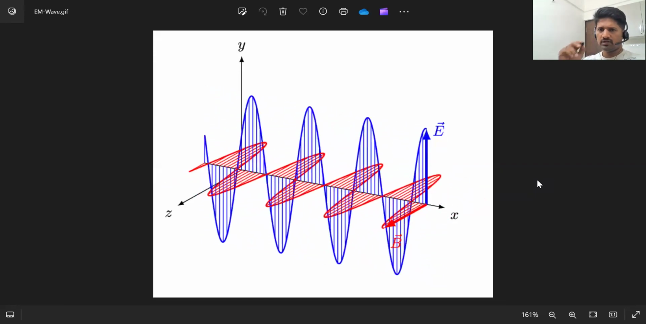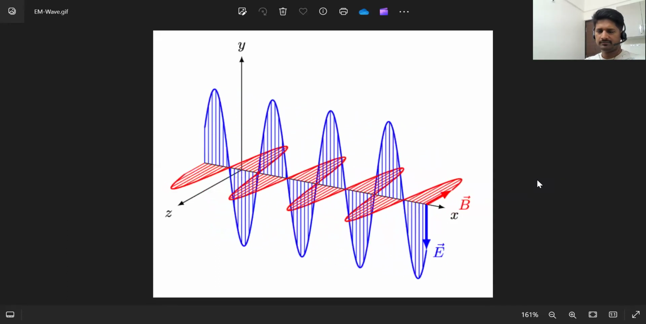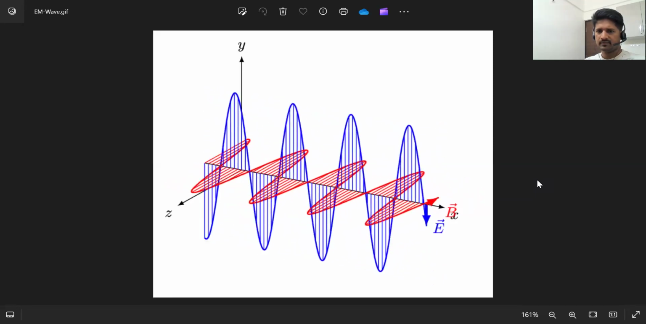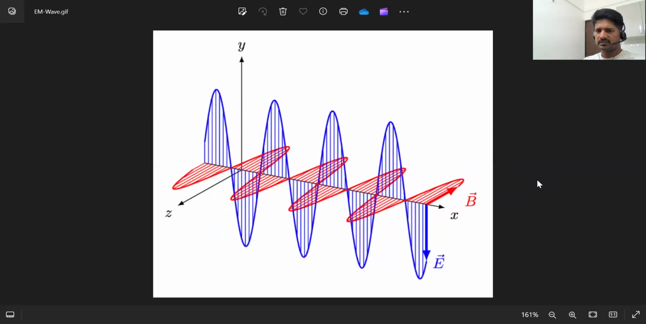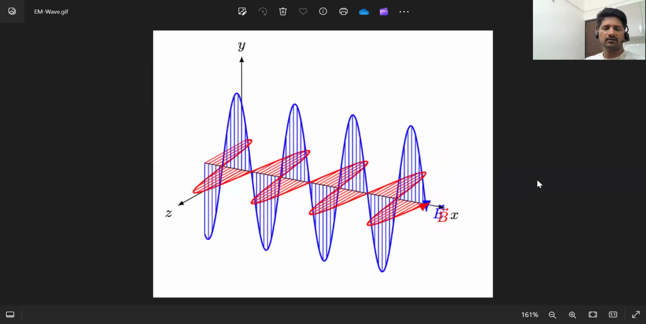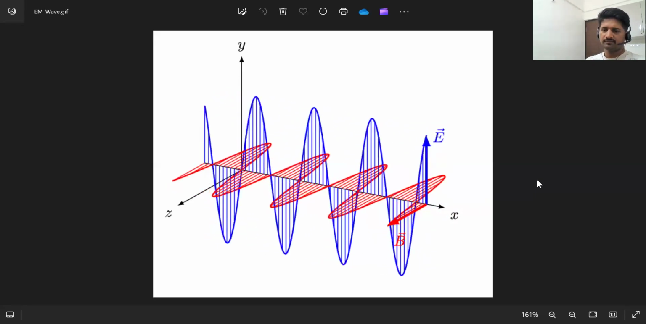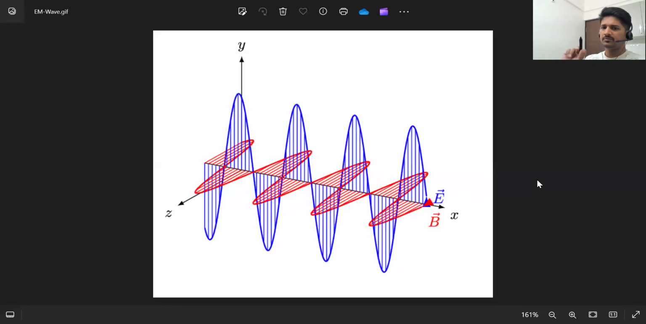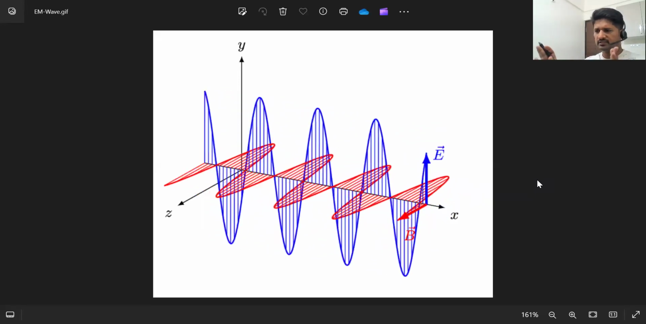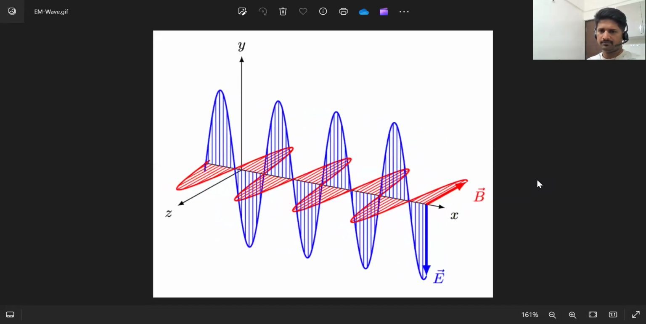Tell me, what does the blue one represent? Is it the electric field or the magnetic field? Electric field, sir. Blue color represents electric field and the red color represents magnetic field. Now for this particular electromagnetic wave, the direction of propagation is positive x. And when electric field is in the positive y direction, magnetic field is in the positive z direction. So it satisfies the condition that direction of propagation should be along E cross B.